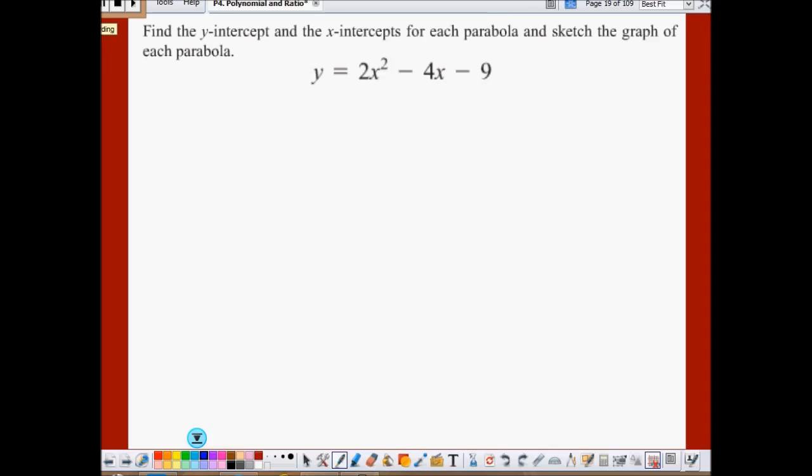Another the same. Find the y-intercept and the x-intercepts. In this case, you have it in standard form. If you want to, you can write it in vertex form. I don't know why you would want to, but you could go through the process of completing the square and write this in vertex form if you'd rather. But here we go. Find an x-intercept and find a y-intercept.